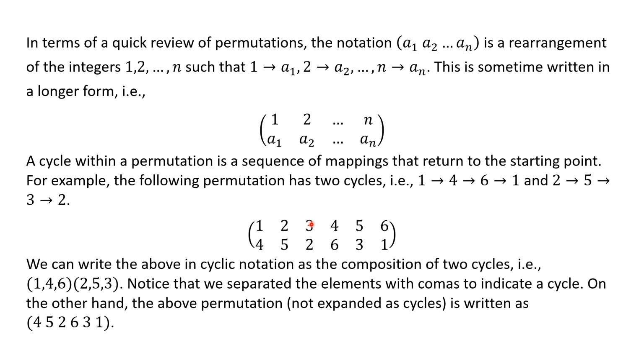We could also write this in cyclic notation. Notice that 1 gets mapped to 4, 4 to 6, and 6 to 1, so that's a cycle. Then we have another cycle, 2 to 5, 5 to 3, and 3 to 2. So that's a second cycle. And we can write this here in terms of the product of 2 cycles. You notice I use commas between the elements in each cycle to distinguish it from this notation here. That's pretty standard.